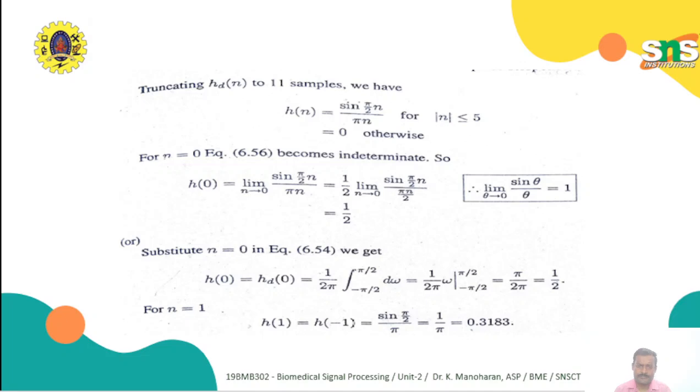Look at this. So the first method is the limit method, and this is the before integrating method.